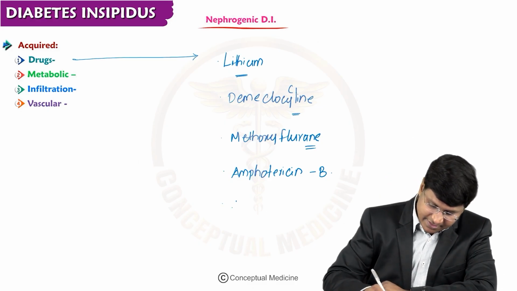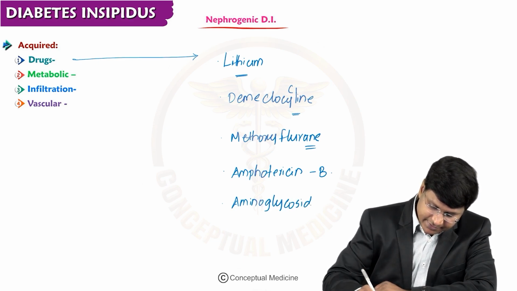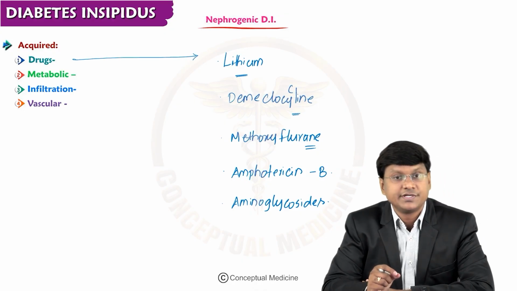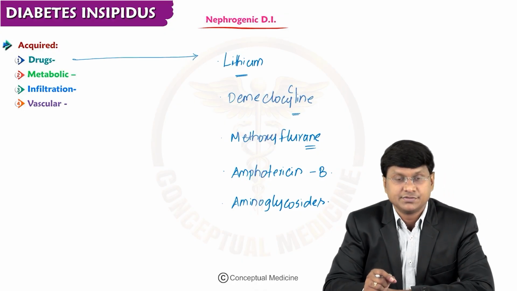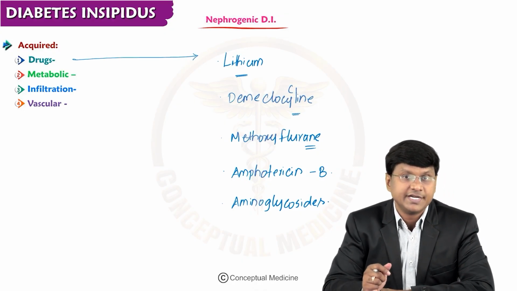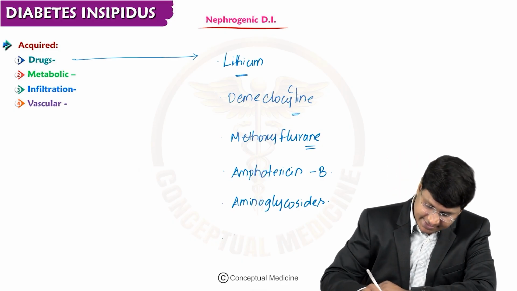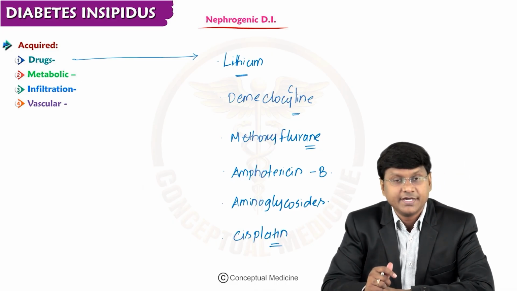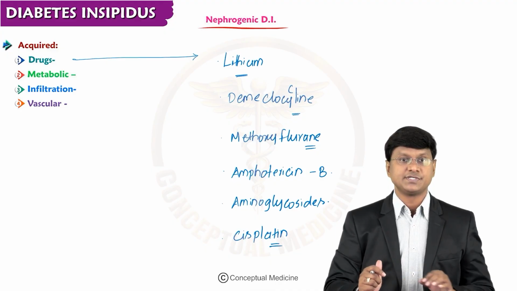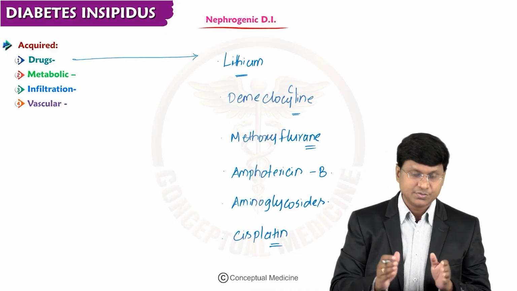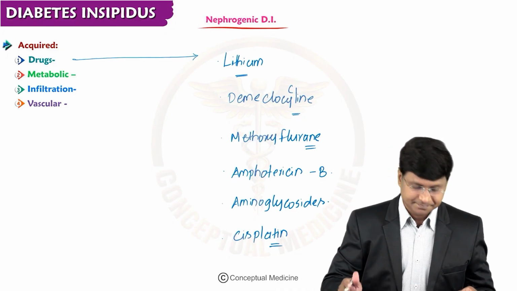And we have aminoglycosides. Now what are these aminoglycosides? Aminoglycosides, they are the antibiotics used in the treatment of gram-negative infection. They can cause nephrogenic diabetes insipidus. And lastly, we have cisplatin. So cisplatin, it is an anti-neoplastic drug, right, which can cause nephrogenic diabetes insipidus. So these are the group of drugs which can cause nephrogenic diabetes insipidus.